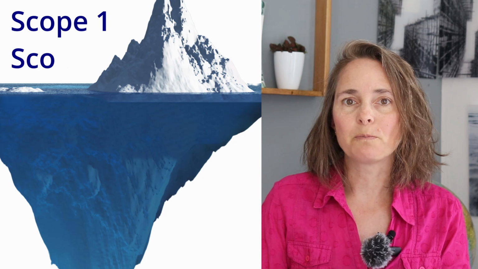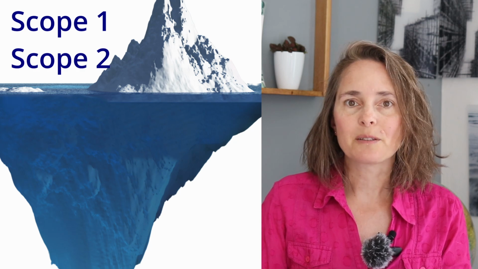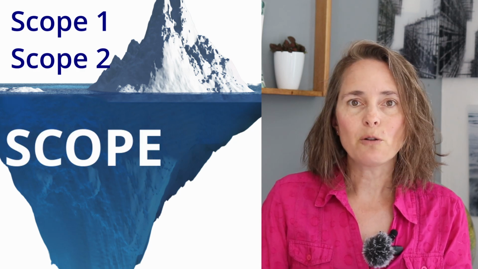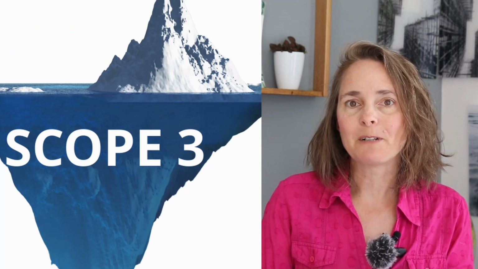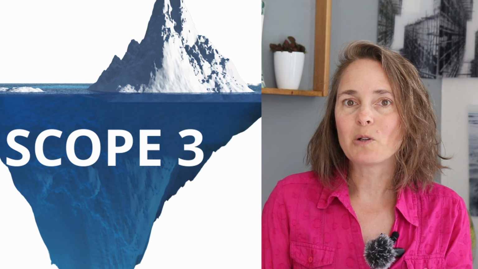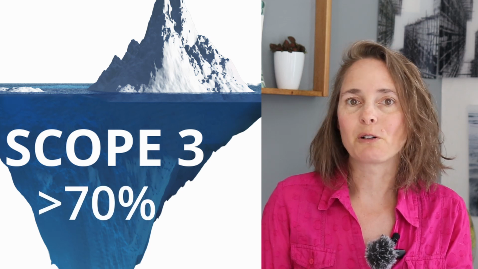What you can see is tiny. What you can't see is massive. If you're only measuring Scope 1 and Scope 2 of the company, you're just measuring the tip of the iceberg. The Scope 3 emissions, the ones hidden below the surface, the ones that are happening in the value chain, are most often more than 70% of the overall emissions.